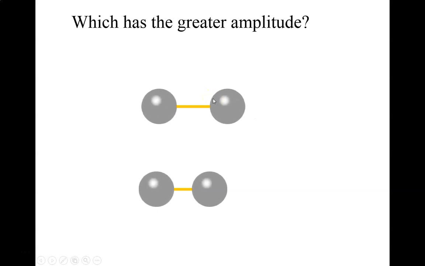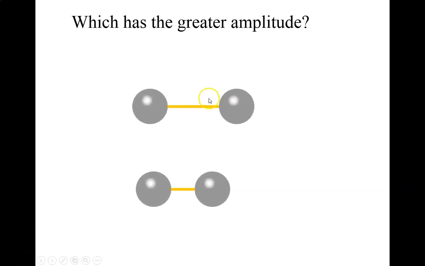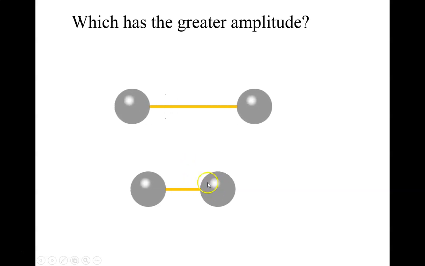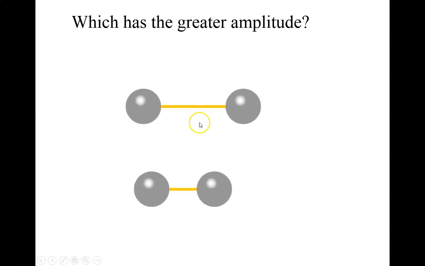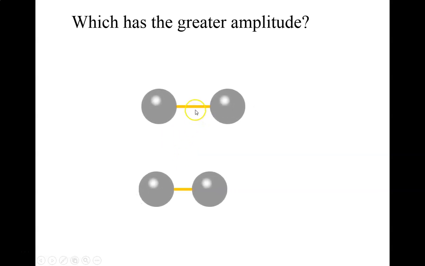Okay. Which one has a greater amplitude? Well, the period and the frequency are the same because they're occurring at the same rate. The amplitude you can think of as the distance from the baseline, how far out it goes. So it would be this upper one.